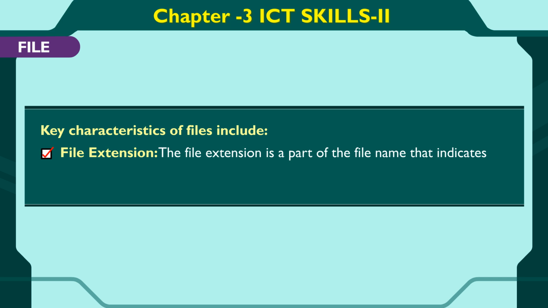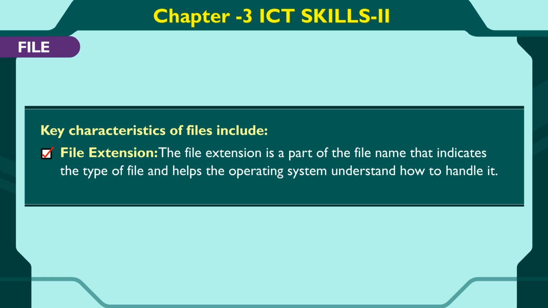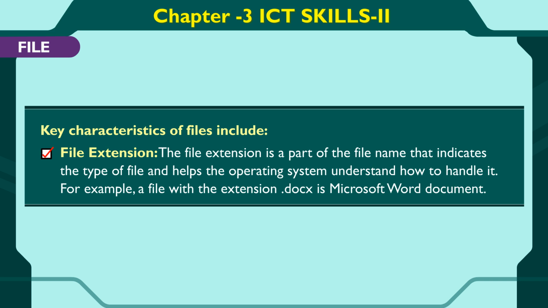File extension. The file extension is a part of the file name that indicates the type of file and helps the operating system understand how to handle it. For example, a file with the extension .docx is a Microsoft Word document.